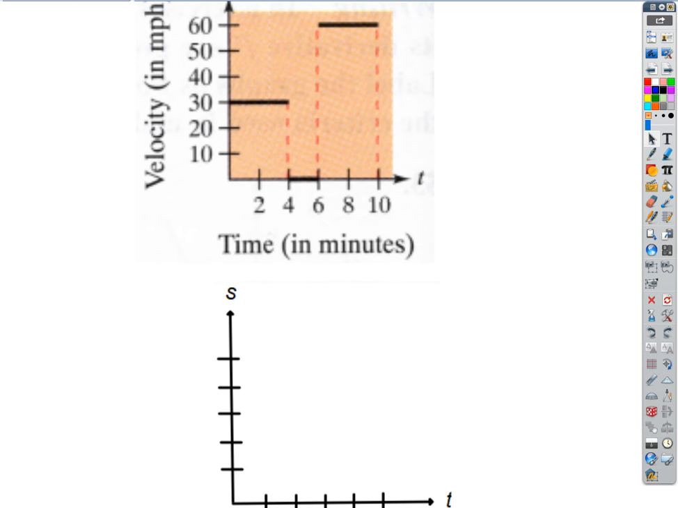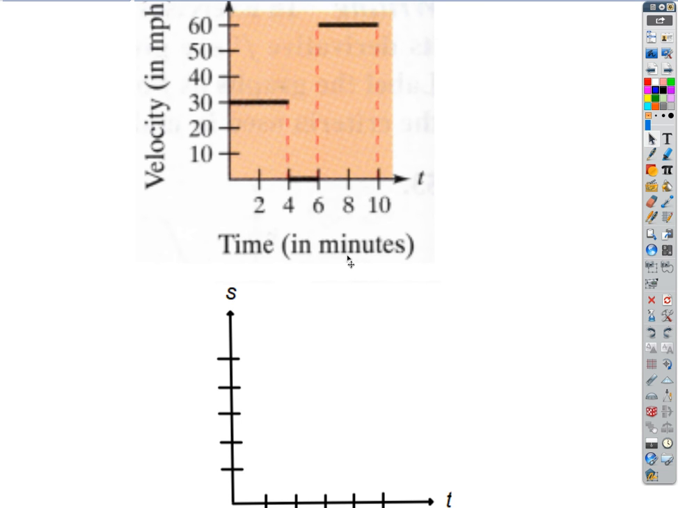Now we've got to be careful with the units here, and this comes up a lot. What are we measuring velocity in on the vertical axis? Miles per hour. What are we measuring time in? Minutes. You've got to be really careful with that. So if the velocity is 30 miles per hour over the course of 4 minutes, how much is the position going to change? In physics, we call that displacement. What's the change in position going to be?